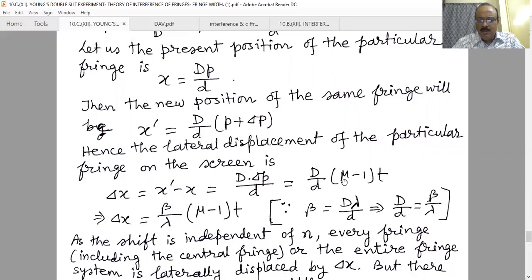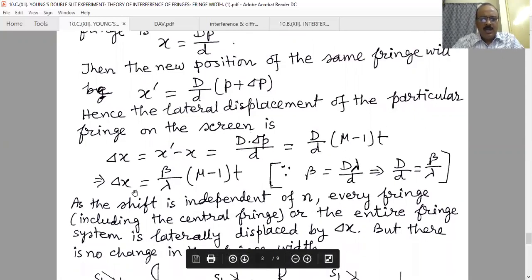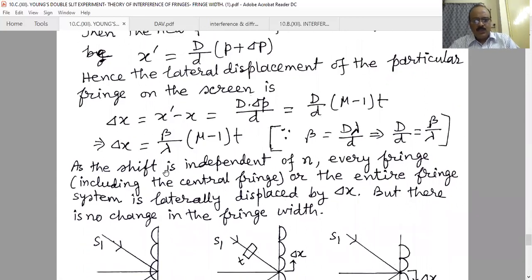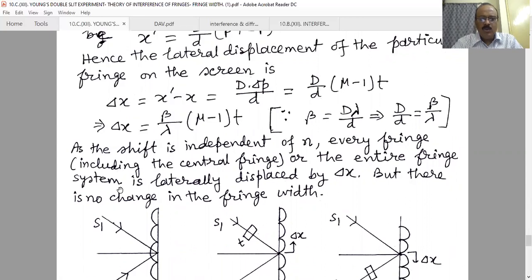Therefore, delta s equals beta by lambda into (mu minus 1) into t. So delta x is equal to beta by lambda (mu minus 1) t. Beta is D lambda by d, we know beta, that is D by d into lambda. As the shift is independent of n, every fringe, including the central fringe or the entire fringe system, is laterally displaced by delta x. But there is no change in the fringe width.